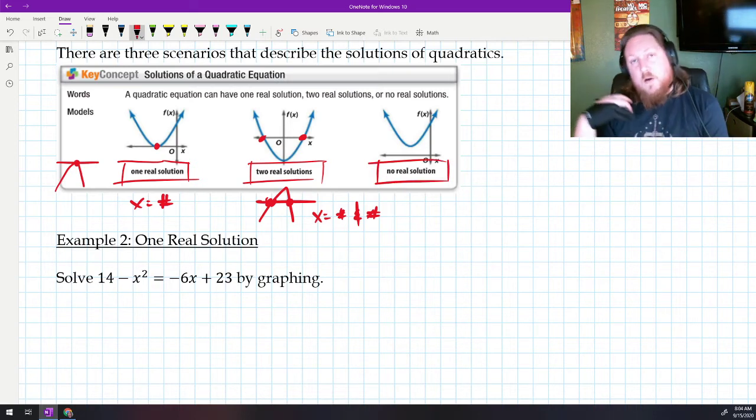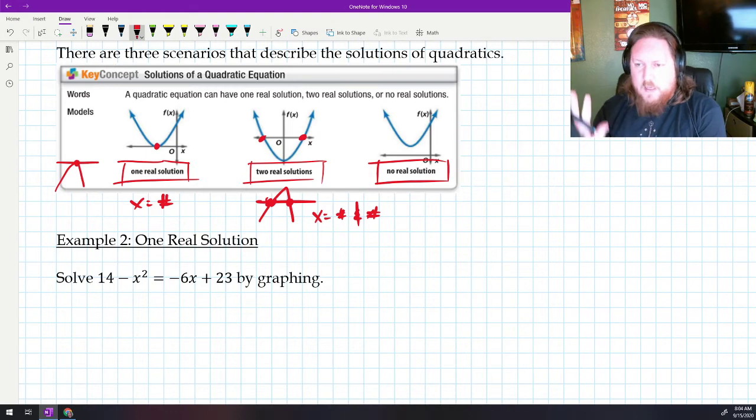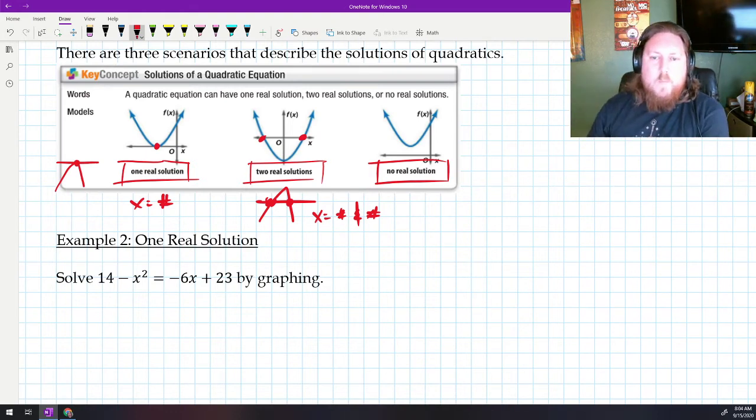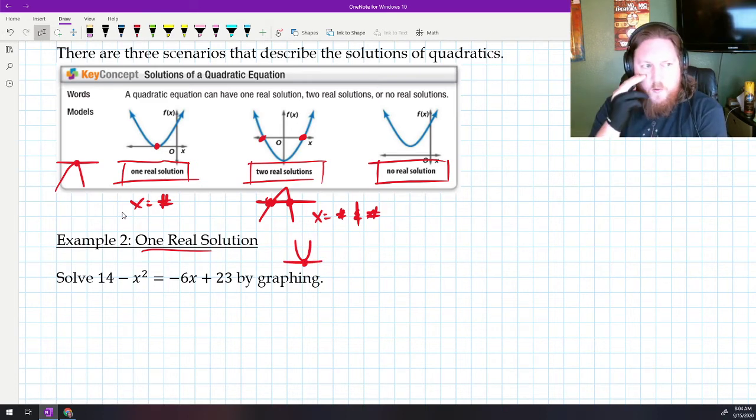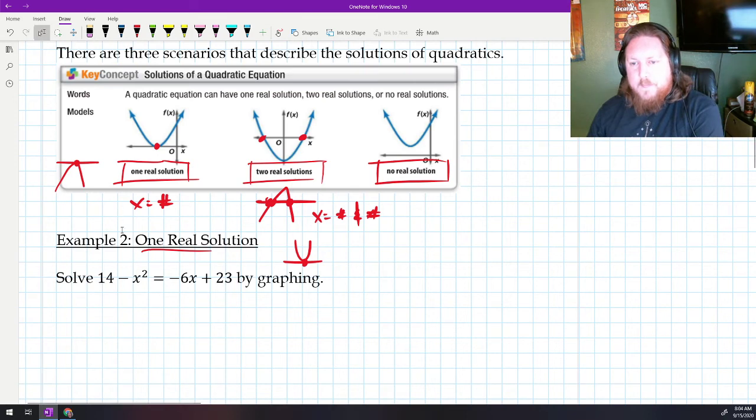That's not to say that there aren't solutions. The solutions are just something called complex numbers, which you haven't learned about yet. That's coming later this chapter. All right, one real solution. So if it's telling us that it's one real solution, we should expect it to hit the graph in one position. So let's hope that that happens.